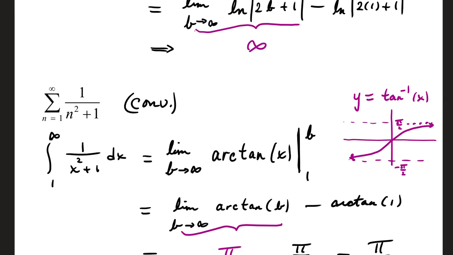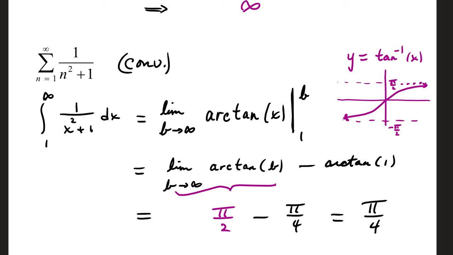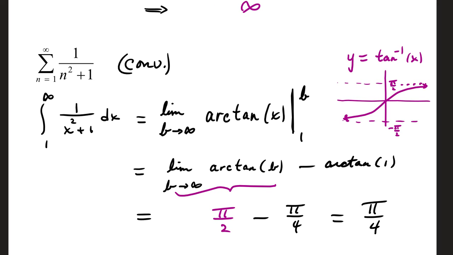Our next series, we have the sum from 1 to infinity of 1 over n squared plus 1. Now, the larger n gets, the smaller these get. N squared plus 1 is never 0, so you don't have to worry about asymptotes. And that means it's continuous. So we have positive, decreasing, and continuous. We can use the integral test, 1 over x squared plus 1.